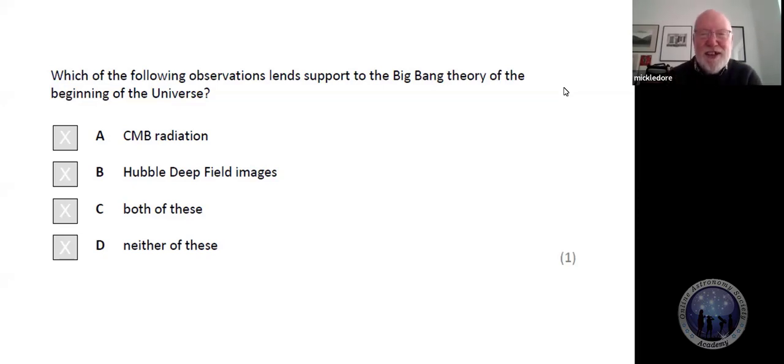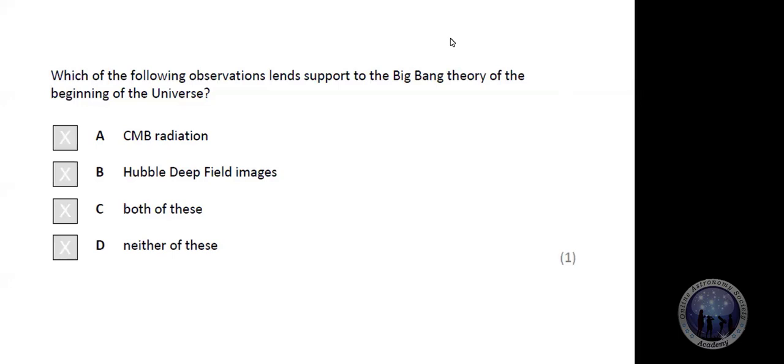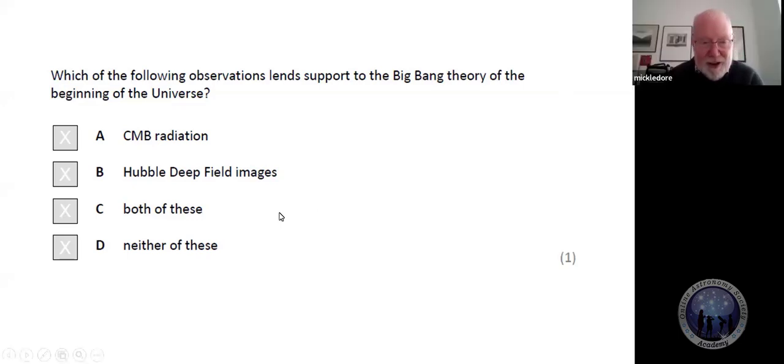Have we got anything in the chat, I wonder? We've got C that's been offered, so both of these appears to be the suggested answer. Good, that's the right answer. C, both of them. And the existence of quasars as well. You wouldn't need to justify them, just knowledge and description.